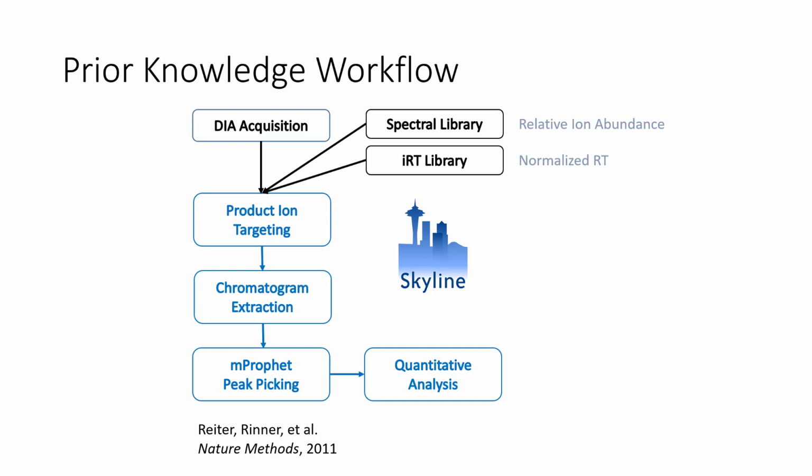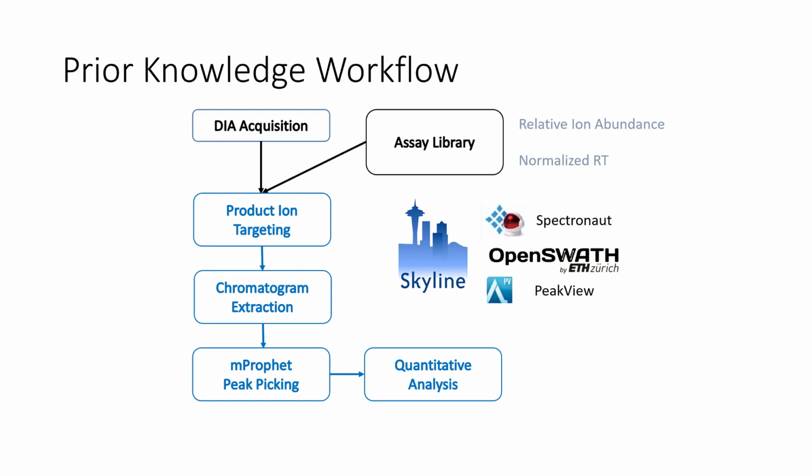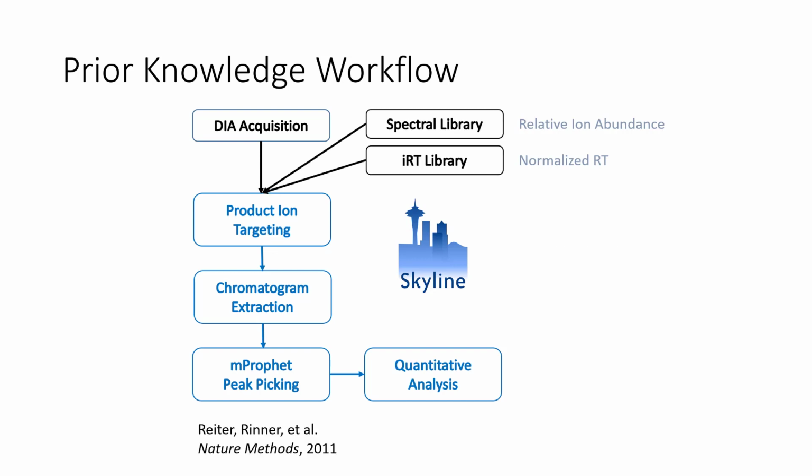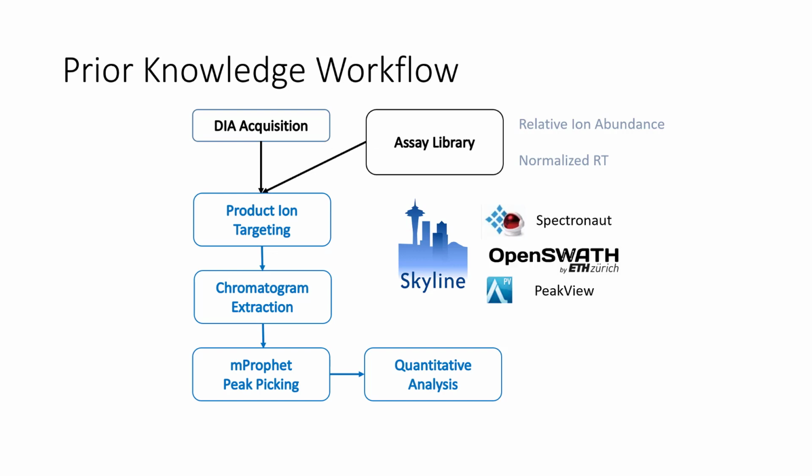And then we can now use, well, we used mProphet peak picking, but we can use it on a much larger scale and do quantitative analysis. This is in Skyline, where we have a spectral library and an iRT library, and you've done that, I think, in the tutorial. There's also this thing called an assay library, which gets shared around and gets used by these other tools. So all 4 of these tools were shown to do very well, and produce very similar results.